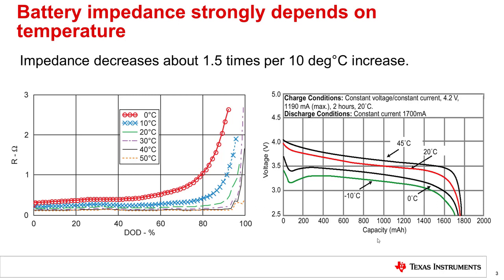As a result, at low temperatures, the voltage reaches the terminate voltage earlier compared to that at room temperature, and hence the available capacity is reduced. Therefore, in order to obtain accurate gauging performance at different temperature conditions, particularly at cold temperature, it is important to model the impedance as a function of temperature.